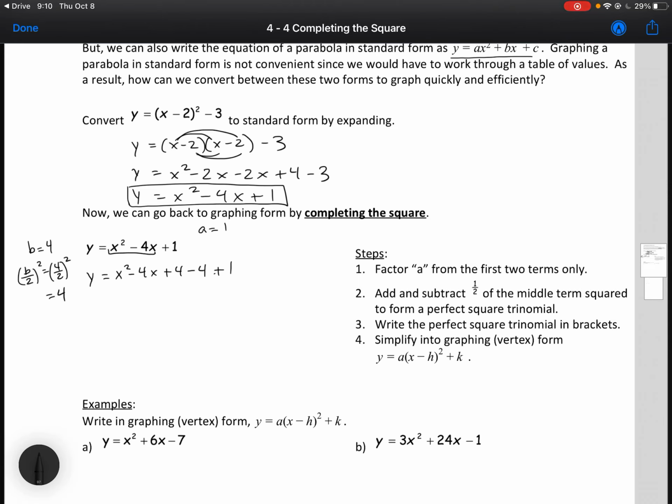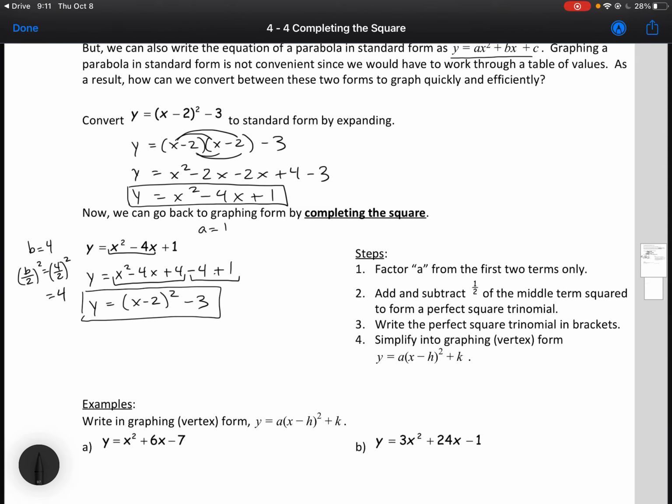So because I've added 4 and subtracted 4, that's the same as adding 0. So I haven't actually changed my equation at all. So now, if I look at these first three terms, I've created a perfect square trinomial. So I can factor this as x minus 2 all squared. I'm left over with my last two terms here, minus 4 plus 1, which is going to give me minus 3. And so I've successfully changed from standard form back into vertex form.